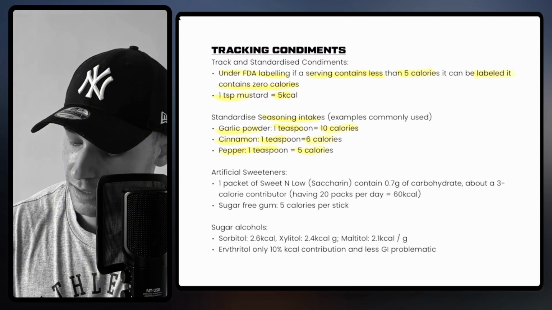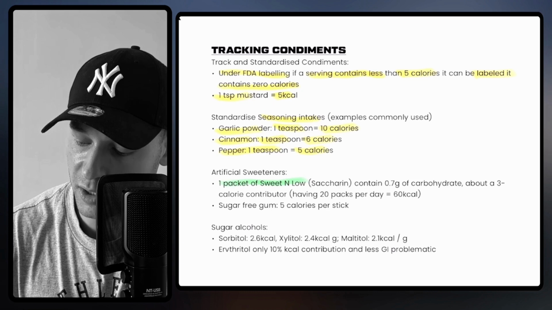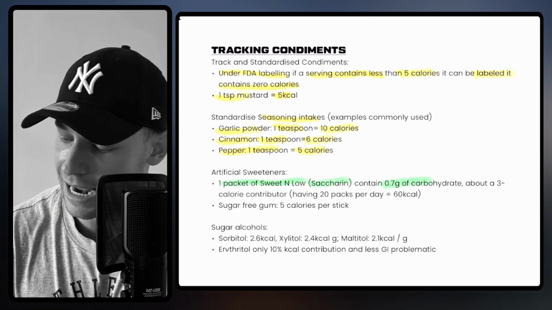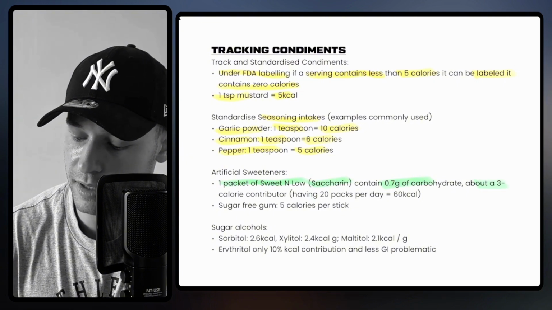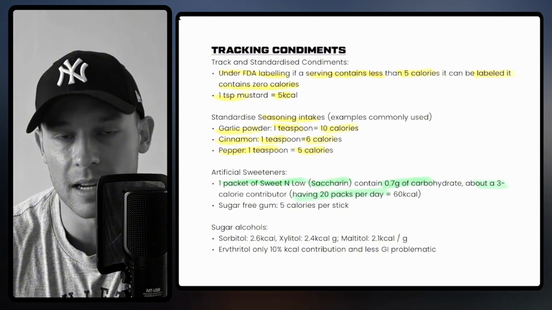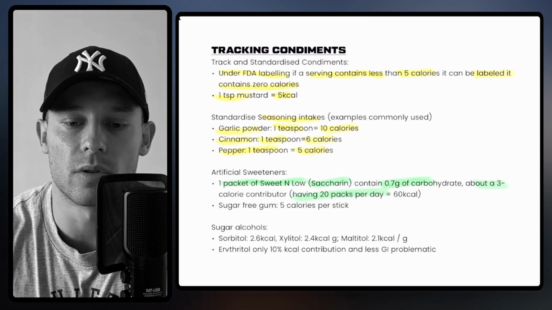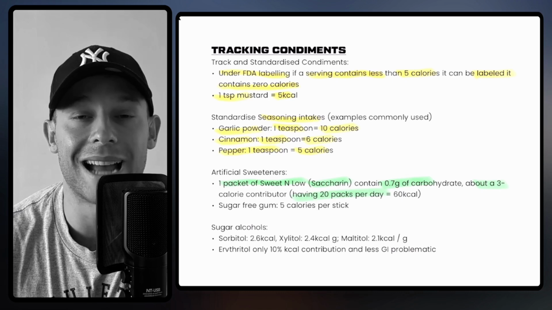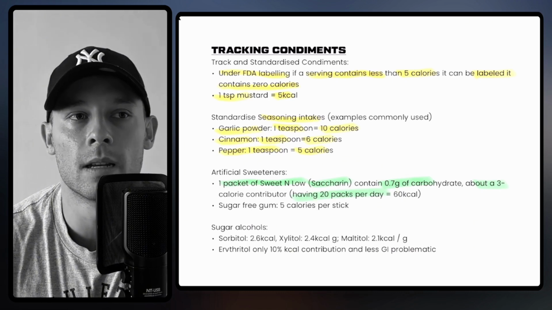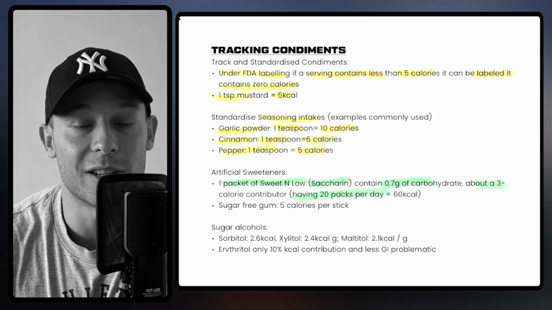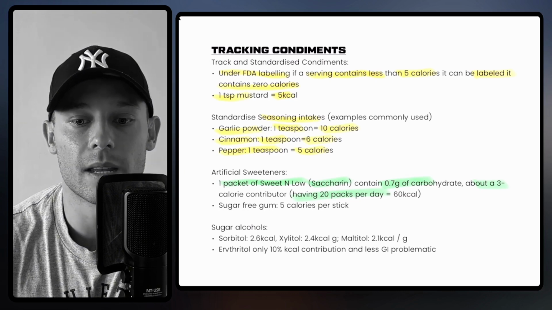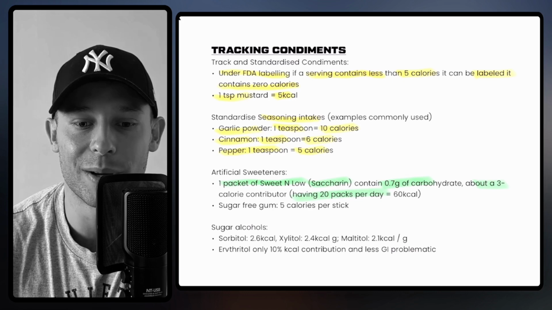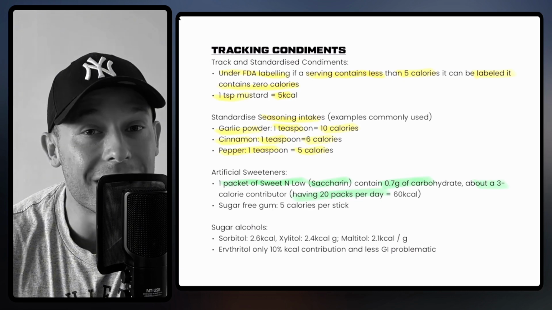If we take a look at artificial sweeteners, 1 pack of Sweet and Low saccharin contains 0.7 grams of carbohydrate and about a 3 calorie contributor. If you're having 20 packs per day, that's 60 calories total. So as much as you might think that you've removed sugar from your diet, added sugar in your tea, in your coffee, and you're using something like Sweet and Low or stevia, it still contains calories and it still contains carbohydrates. So if you're popping quite a few sweeteners in there, it may even tip you over.